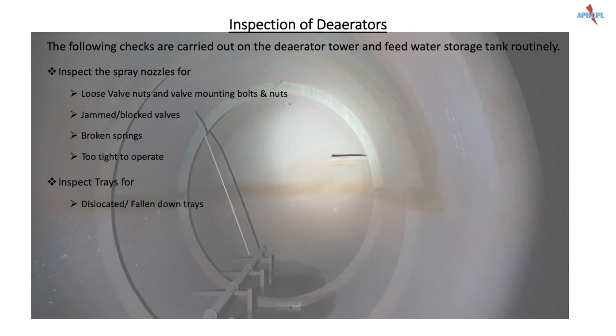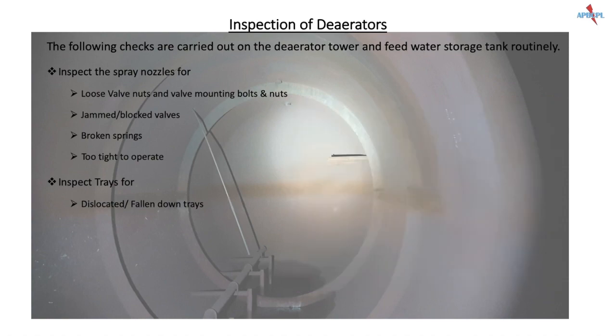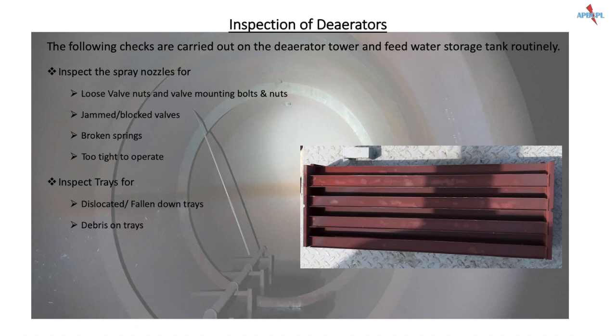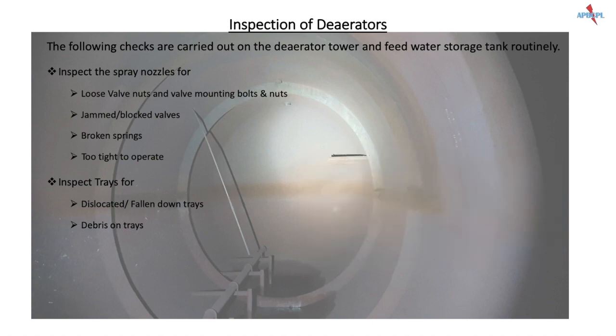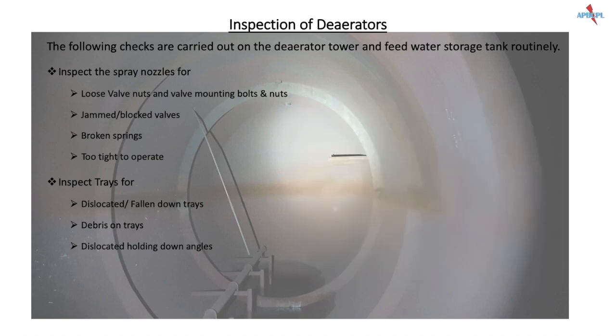The trays also need to be inspected for the following. Dislocated or fallen down trays occur due to poorly distributed water or caused due to heavy steam hammering. This can lead to poor performance of the Deaerator. The trays could get filled with debris, which is carried along with feed water, causing degraded performance. The holding down elements are normally fixed by bolts and nuts arrangement. Any damage or looseness of fixing arrangement can cause dislocation of holding down bars.